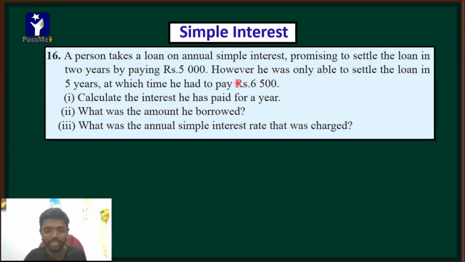But part 1 says to calculate the simple interest he has paid for a year. This is a simple interest question. Physical understanding is more important. ඉස්සෙල්ලම අදහස් කරගන්න එක මාර වටිනවා.